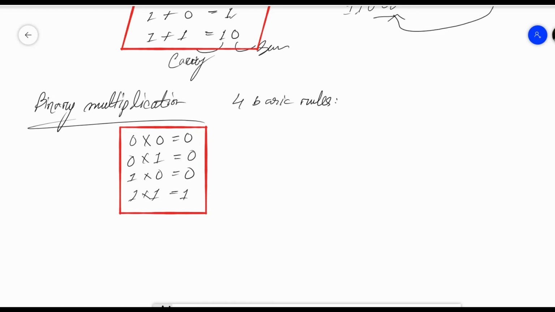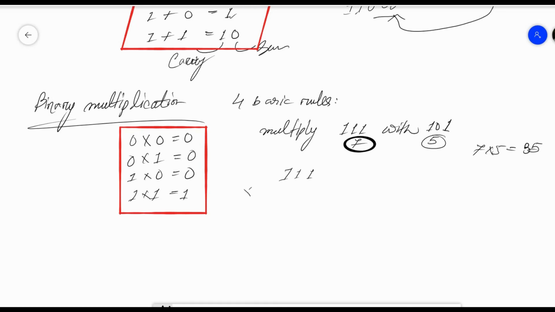Now let us take an example. Multiply 111 with 101. 111 is 7 in decimal and 101 is 5, so 7 into 5 is 35 in decimal. Now let's see if we get that in binary. 111 into 101. If we multiply with this one first, we have 1 into 1, we get 1 for all. Now we put a cross sign here and we multiply 0 with the 3 digits, so we have 000, and we take again 2 cross signs here and we multiply 1, so we have 111.